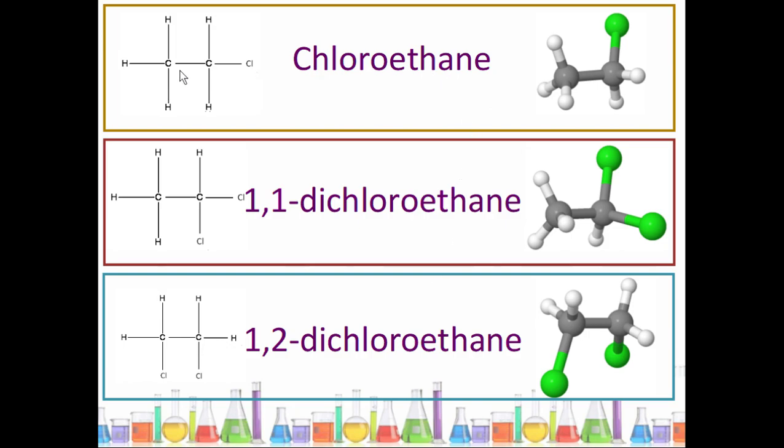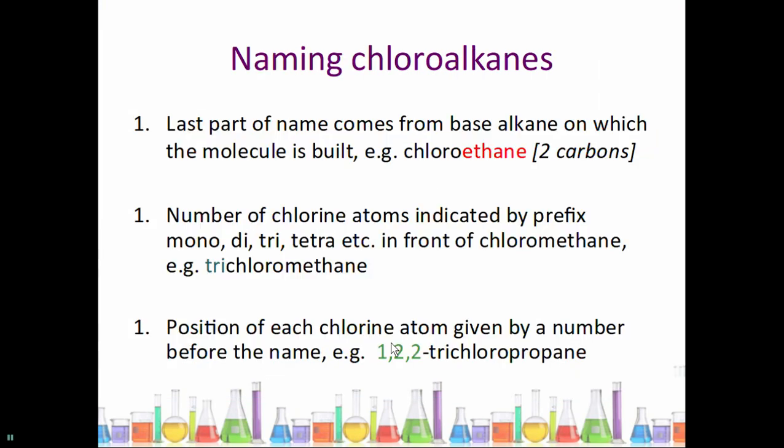Chloroethane then would be ethane, two carbons, with one hydrogen replaced with a chlorine atom. 1,1-dichloroethane, so dichloro meaning two chlorines. Where are they on the ethane chain? They're both on carbon number 1. So 1,1-dichloroethane. And then 1,2-dichloroethane, so this is a structural isomer. These two are structural isomers of each other. We'll see more of those in a second. So we've got our ethane chain, we've got dichloro, so there should be two chlorines on it. Where should they be? One on carbon 1, one on carbon 2.